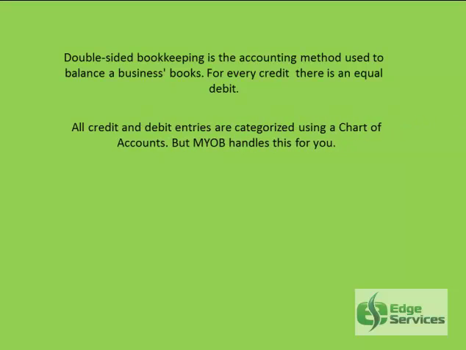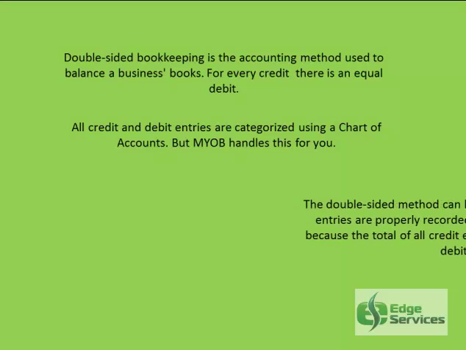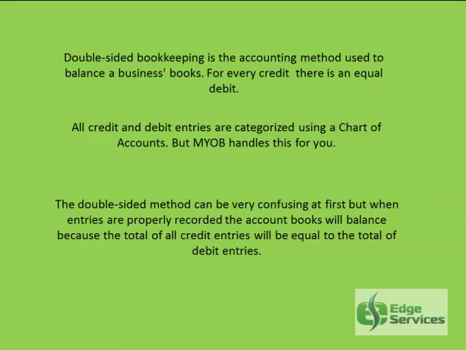All credit and debit entries are categorized using a chart of accounts, but MYOB handles this for you. The double-sided method can be very confusing at first, but when entries are properly recorded, the account books will balance because the total of all credit entries will be equal to the total of all debit entries.